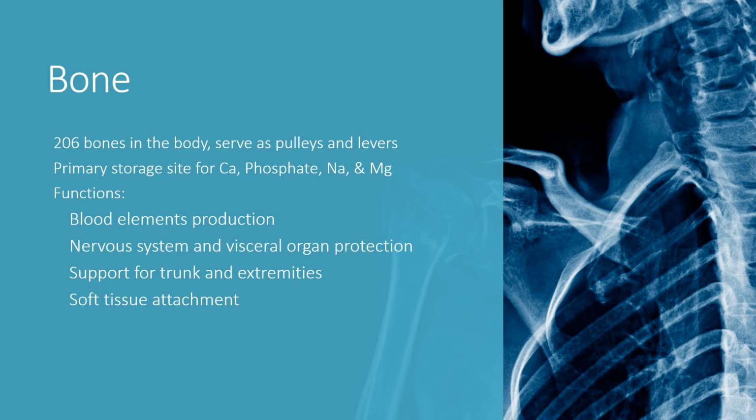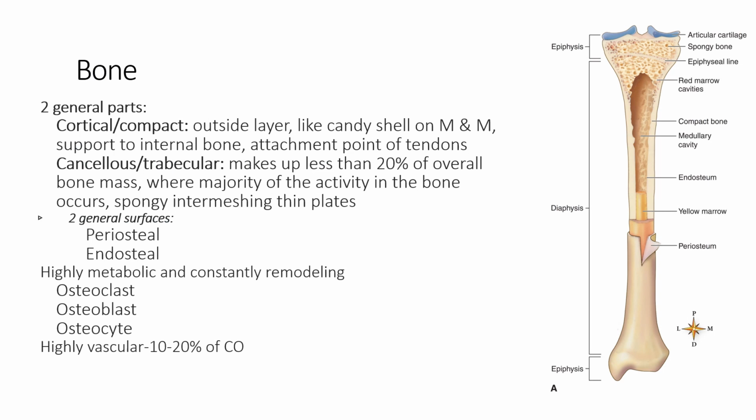Attachment. Bones serve as attachment sites via tendons and ligaments for various soft tissue structures, including muscles. This helps facilitate movement, stability, and transmission of muscular forces to bones during physical activity. This is a review of bone structure.